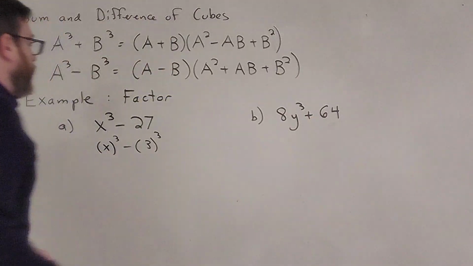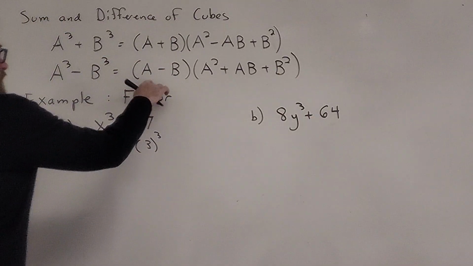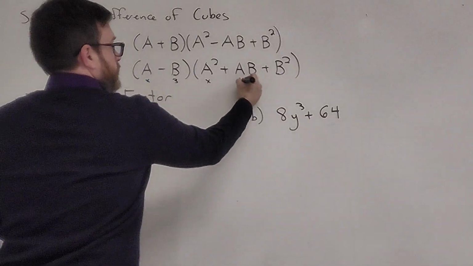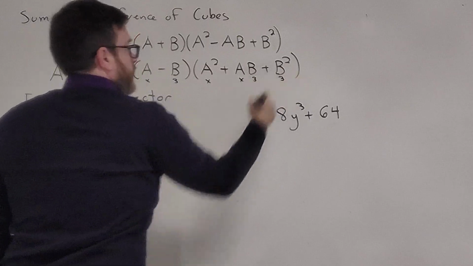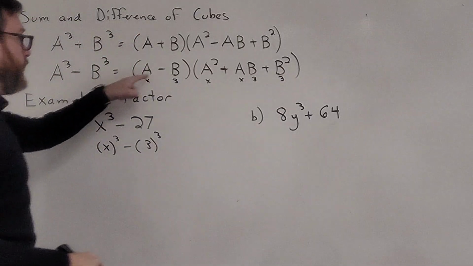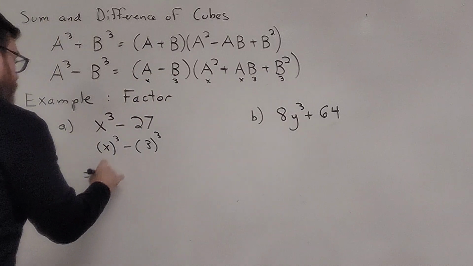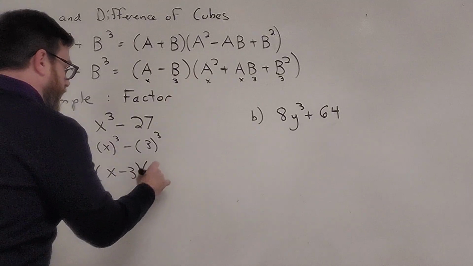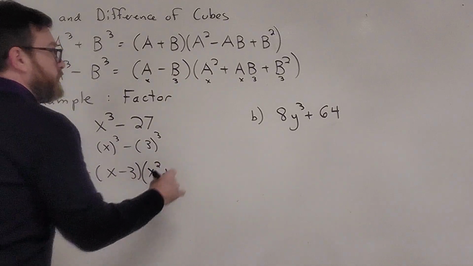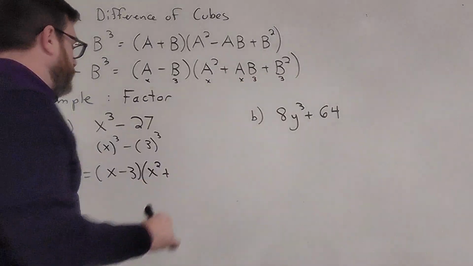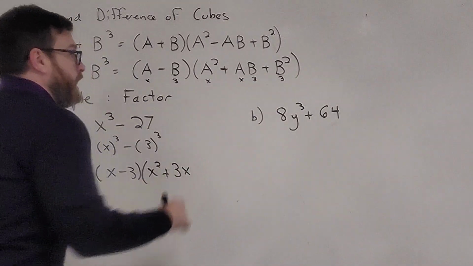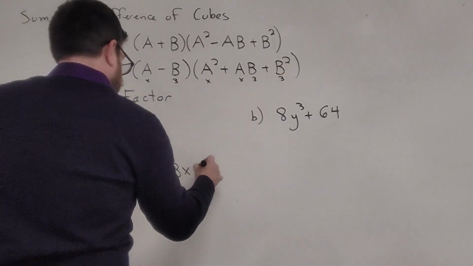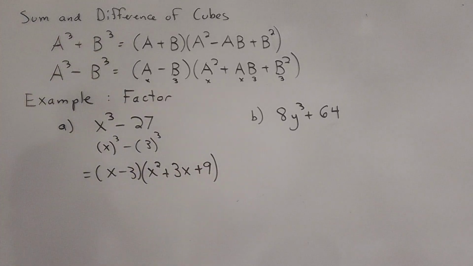This is the difference of cubes. This is going to be x is a, b is 3. And then just filling those out, this is going to be a minus b, so this is going to be equal to x minus 3, multiplied by, well, a is x, so this is going to become a squared or x squared, plus a times b, so x times 3 is going to be the same as 3 times x. And then last is going to be b is 3, so this is going to be 3 squared, so this is going to be plus 9. So that's how you factor that difference of cubes.